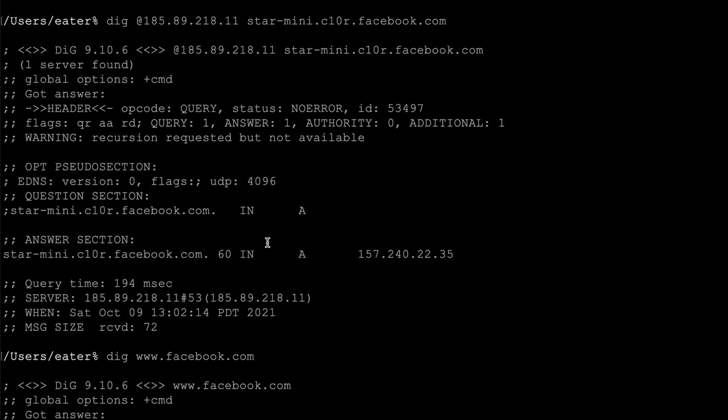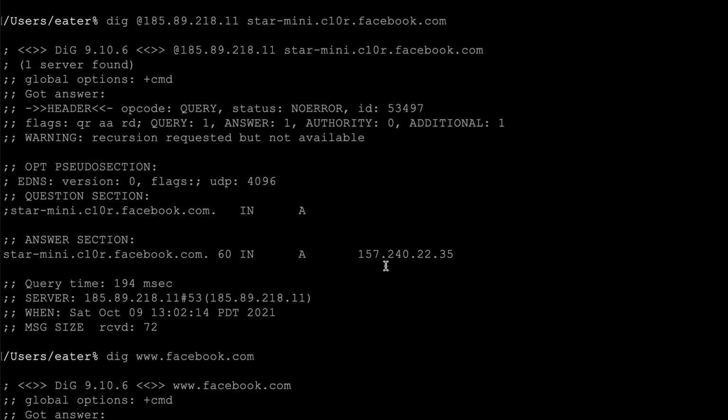These intervals are something that Facebook has set up. So there's a trade-off between letting it be cached for a long time versus being able to change this address relatively quickly to handle failures or changing load or whatever. So Facebook has that set pretty aggressively low at 60 seconds.